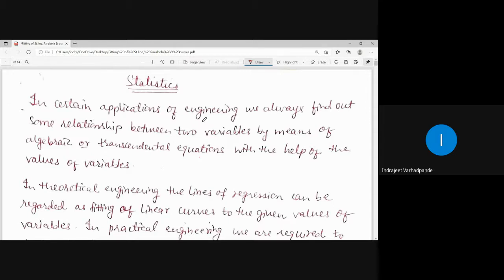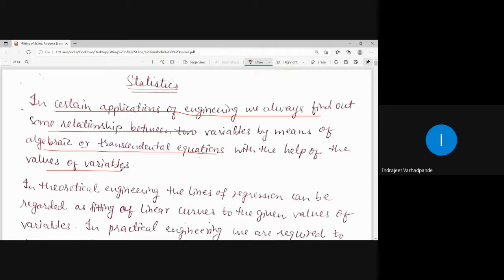So in the beginning, we just go on with the introduction, that in certain applications of engineering, we always find out a certain relationship between two variables by means of algebraic or transcendental equations with the help of values of variables. See, whenever we talk about the subject mathematics, calculus comes into the picture. Calculus comprises derivatives and integration, and the beginning starts with the function.